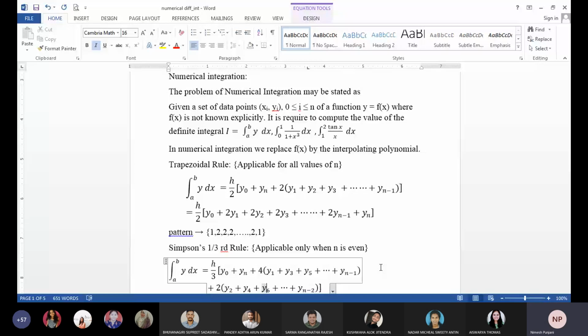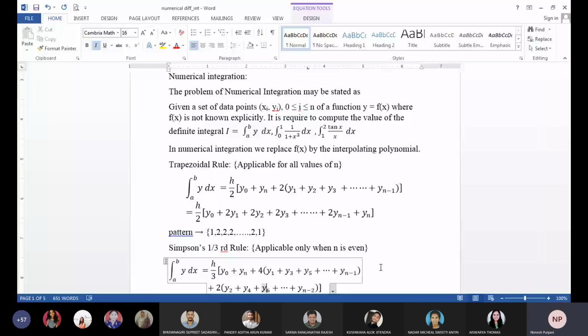So the trapezoidal rule formula is integration a to b y dx, given by h by 2 multiplied with y0 plus 2y1 plus 2y2 plus 2y3 and so on. At the end it is 2yn minus 1 plus yn. The coefficients follow the order 1 2 2 2 2 2 1. The first and last coefficients are 1, and the rest are 2. That is for the trapezoidal rule.